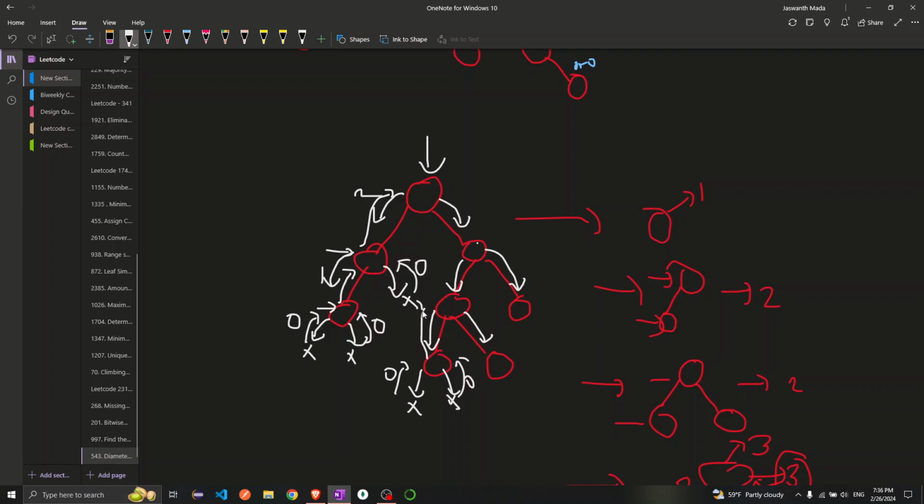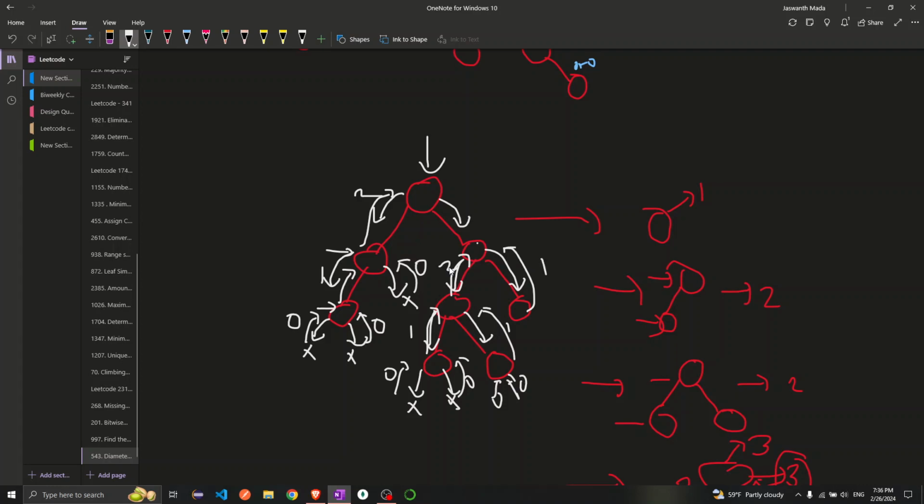I'll add 1 and I'll send it to the upper node. So I will return 1. For this node, I'll get 0 and 0 as well. I'll add 1 and I'll send 1. So the maximum of this one and this one is 1. I will add 1 to that. I'll send 2. For this node again, I'll send 1.